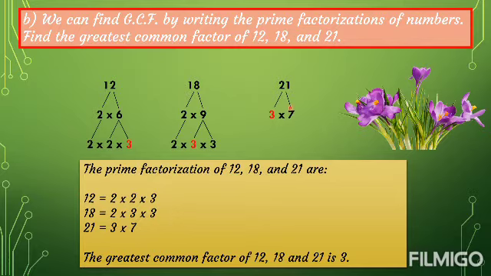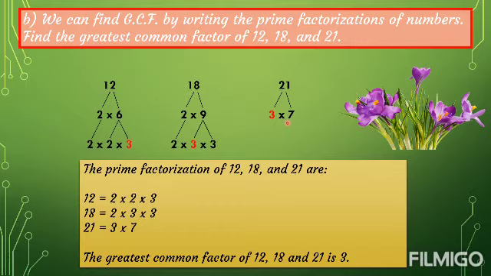Now here, the other number is 21. The smallest prime factor of 21, class, is 3, and the other number is 7. Now take note, class, for you to know that it's already time to stop, you're going to see to it that the last numbers are prime numbers already. Look at 12: 2 and 3 are already prime numbers. For 18, 2 and 3 also are prime numbers, and for 21, 3 and 7 are already prime numbers. Now, when we say prime number, class, don't forget that it has only two factors, 1 and itself.